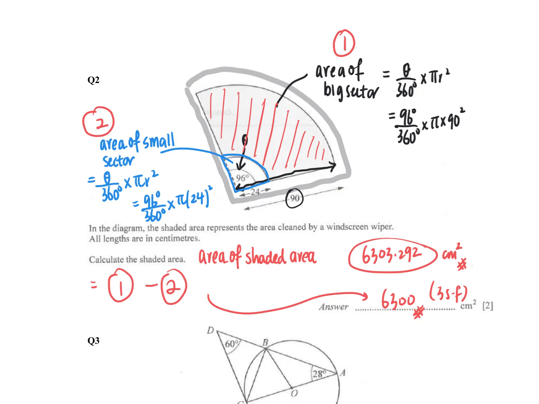Okay, so if you see a sector question in your WA, it should roughly look like this. It can't go any fancier than this already. This is question 3, area of sector. No. Question 3 is circle property. Let's go to question 4.